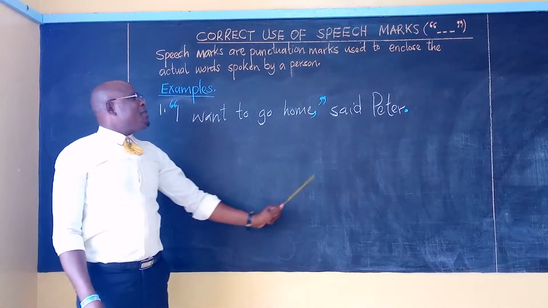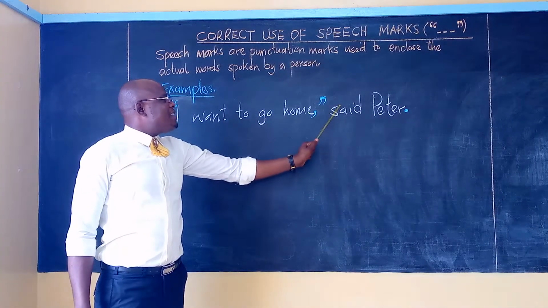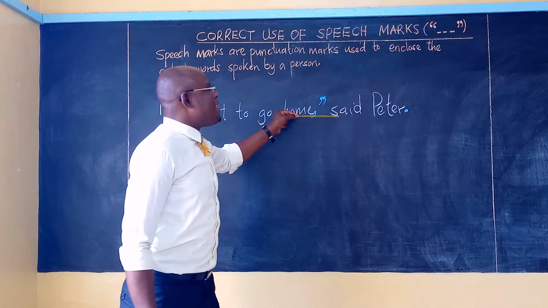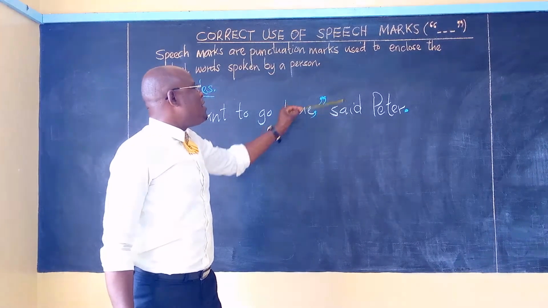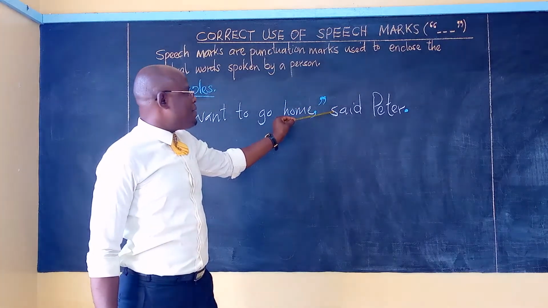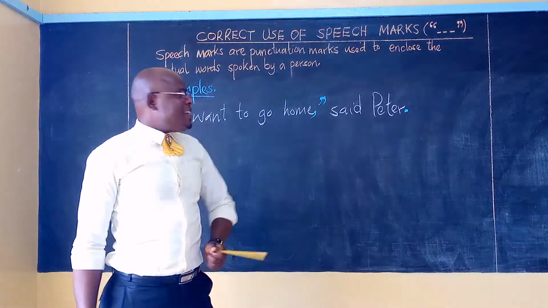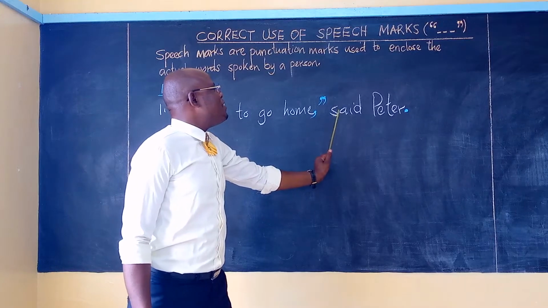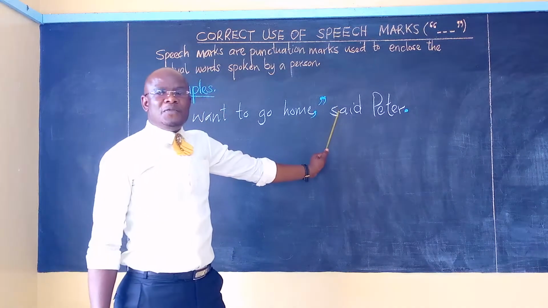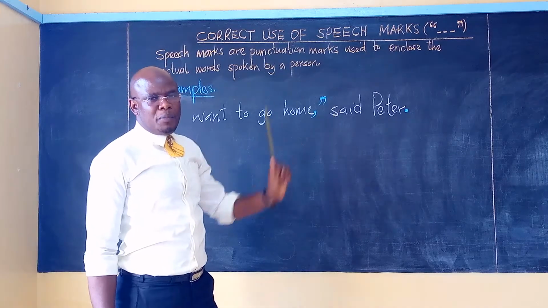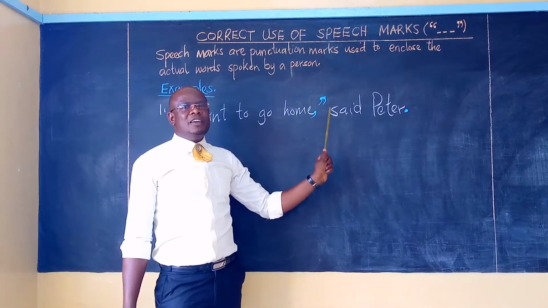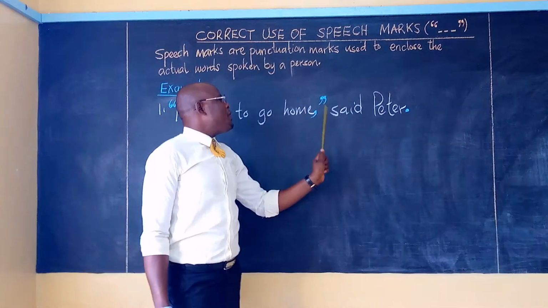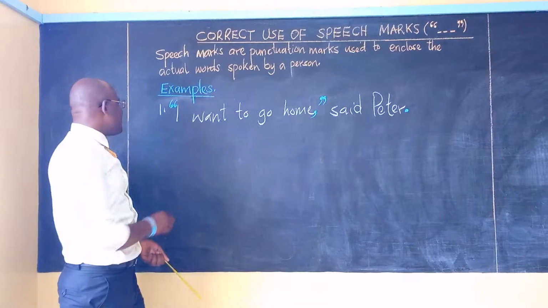But remember, when you put a comma here, the next letter should begin with a small letter. Like when we say said, then said begins with a small letter, unless it is a proper noun. For example, Peter said instead of said Peter. If Peter came here first, then obviously Peter being a proper noun, it must begin with a capital letter P. Said Peter. Now, let's look at another sentence example.